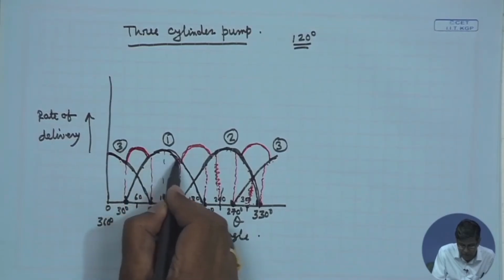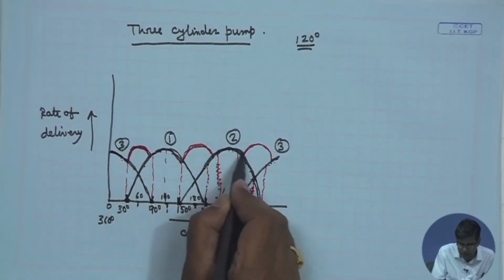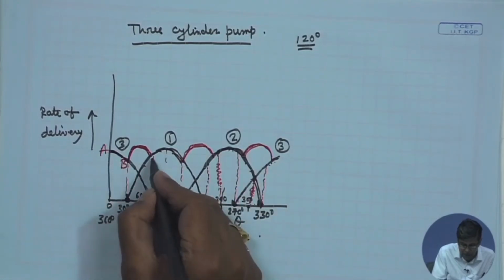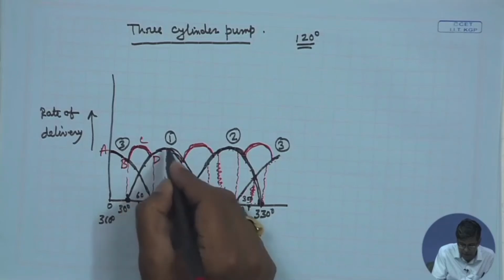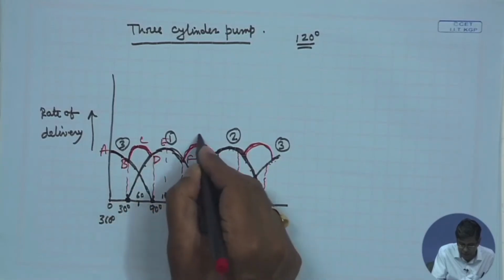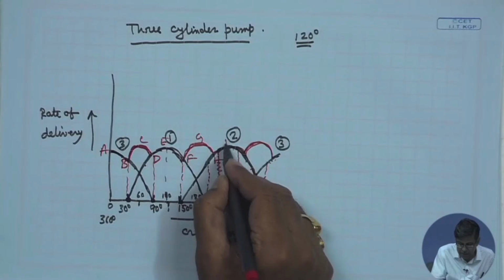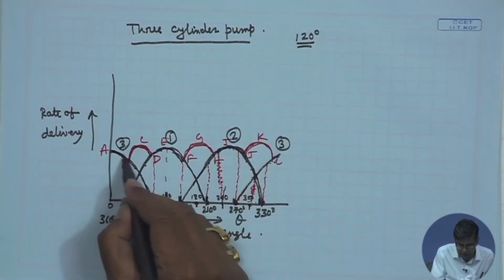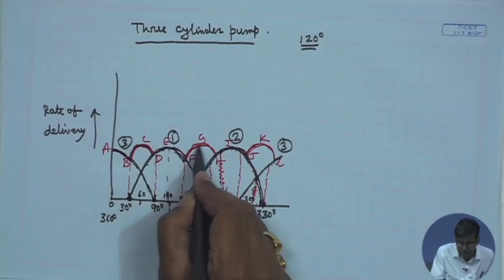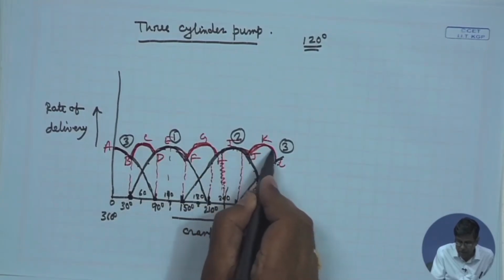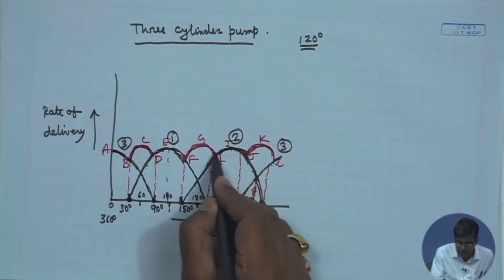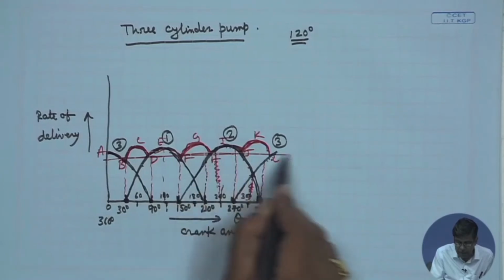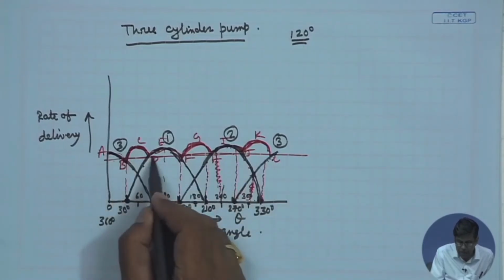The final curve is like this. So the final curve will be A, B, C, D, E, F, G, H, I, J, K, L, onward. That means in this case, still it is fluctuating. Fluctuation cannot be totally minimized, but this gives more or less a uniform flow. We can make a mean line about which the fluctuation is there.